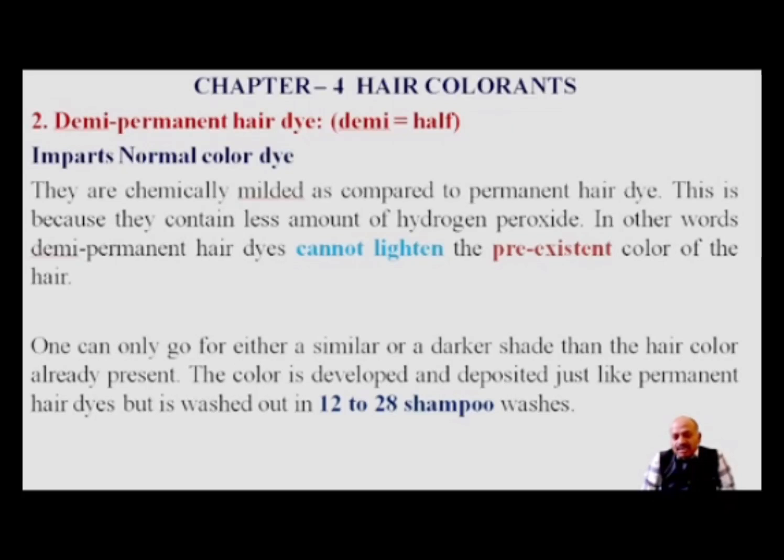The color is developed and deposited just like permanent hair dyes, but it is washed out in 12 to 28 washes. The color will be similar to the hair color that is already present, and slightly darkened, but not completely. That is why it is called demi-permanent. That is, 50 percent will be deposited by means of these dyes, oxidative dyes we can say.